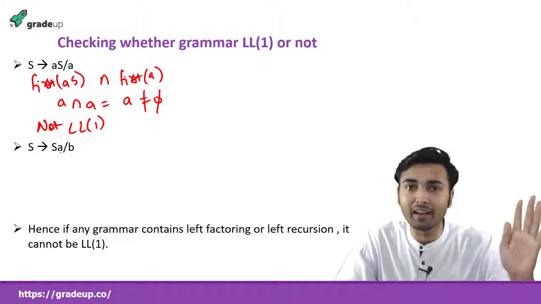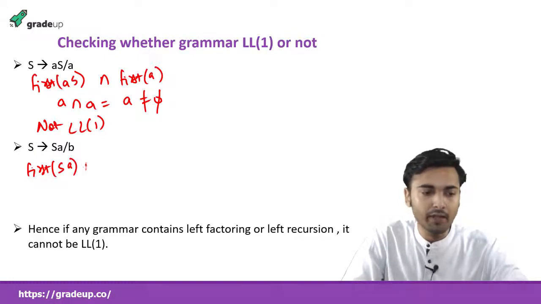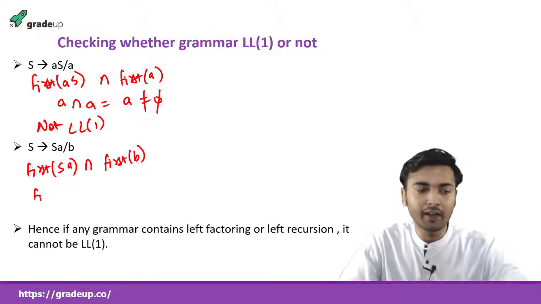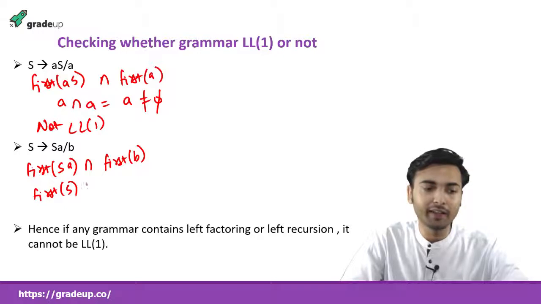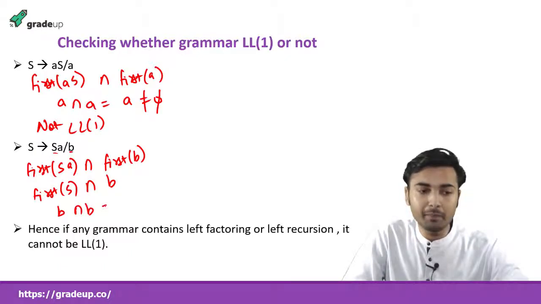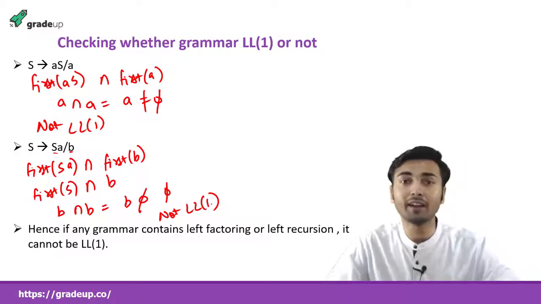Again, it doesn't contain null. So, first of SA intersection first of B. Right? What is first of SA? It is first of S. Intersection first of B is B. What is first of S? It is B. B intersection B is again B, which is not phi. Hence, it is again not LL1.